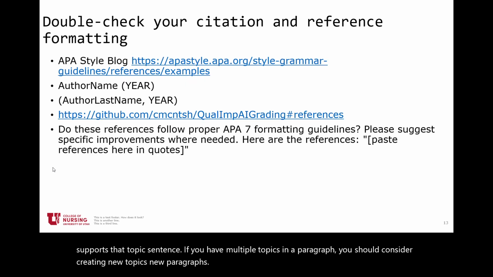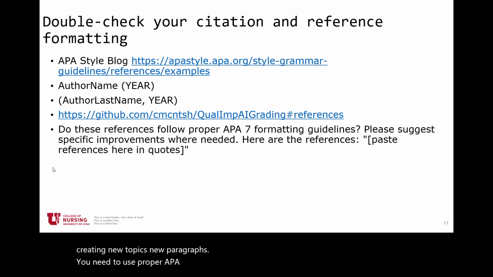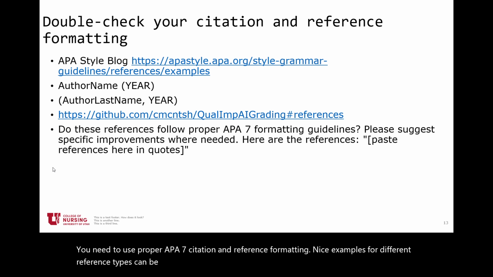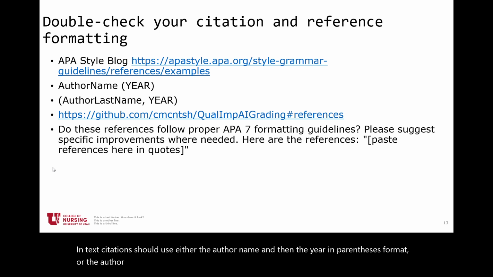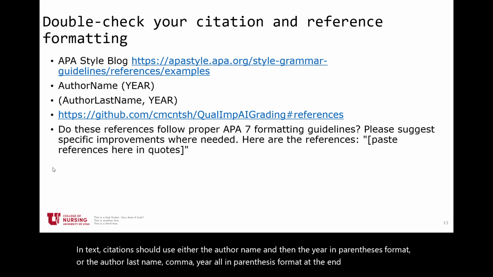You need to use proper APA 7 citation and reference formatting. Nice examples for different reference types can be found on the APA style blog online. In-text citations should use either the author name and then the year in parentheses format, or the author last name, comma, year, all in parentheses format at the end of a sentence.